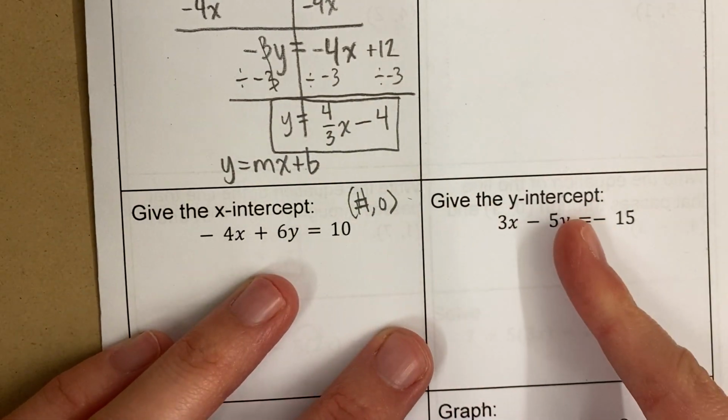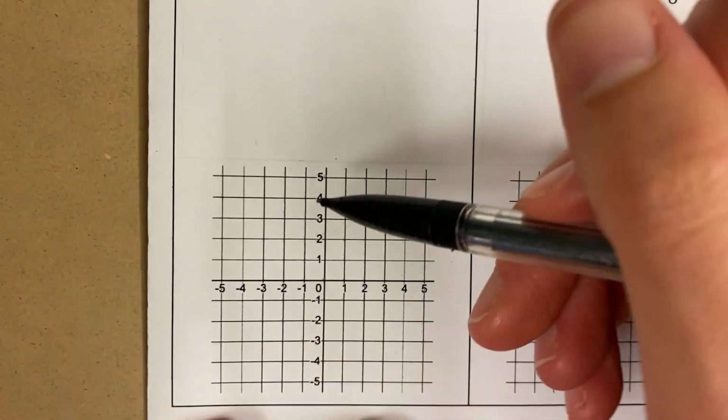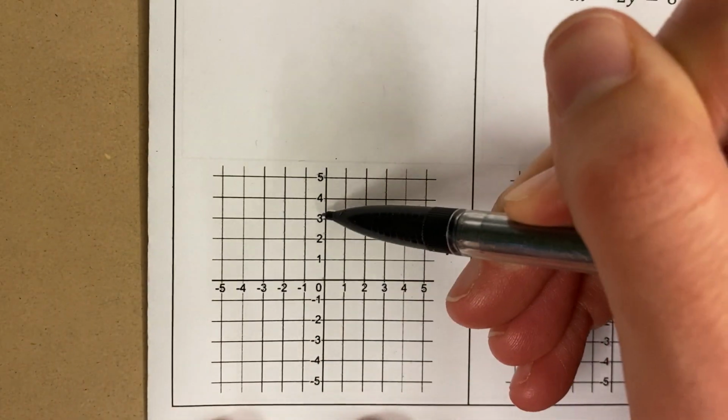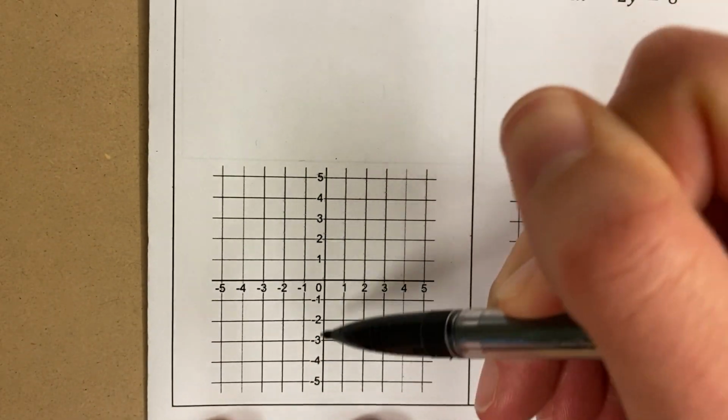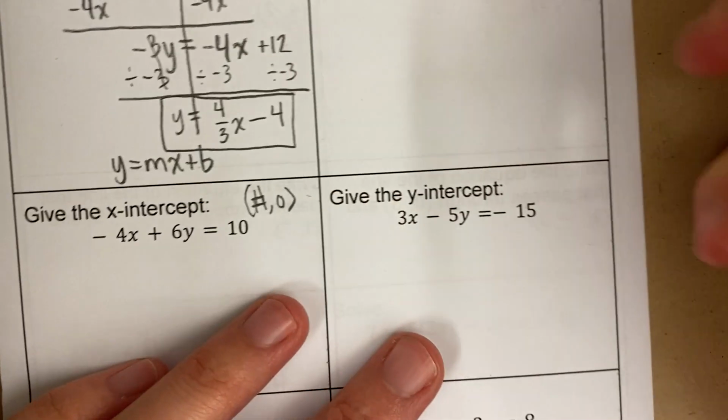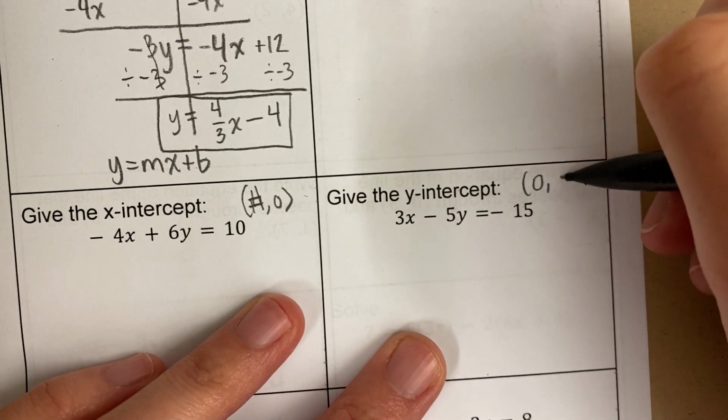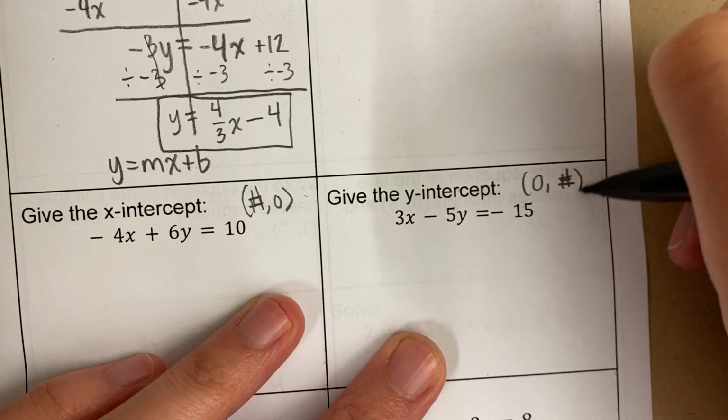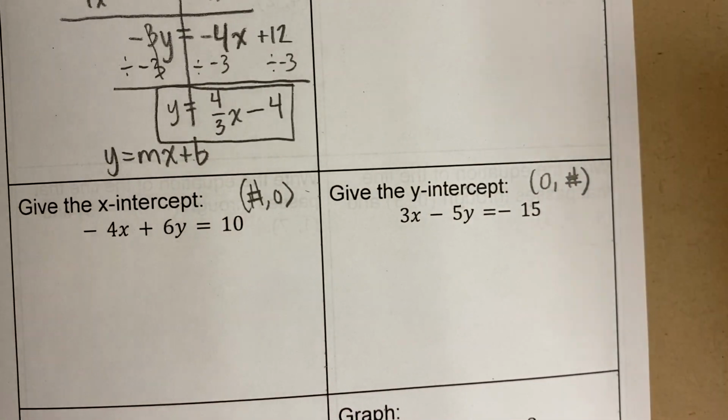Okay, now the y-intercept is the opposite, right? The y-intercept is a point on the y-axis, and that's always going to be a point like (0, 2) or (0, -4). The y-intercept is always 0, comma, a number. The x value is 0, and the y value is a number.